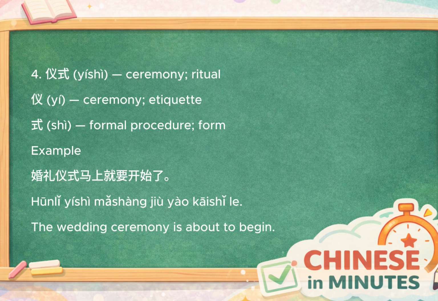Our fourth word is 仪式, meaning ceremony or ritual. 仪 refers to etiquette or ceremonial behavior, while 式 describes the formal structure of an event. Whether it's a wedding, graduation, or opening ceremony, 仪式 emphasizes the organized sequence of activities that makes the occasion feel meaningful. For example, 婚礼仪式马上就要开始了 means the wedding ceremony is about to begin.